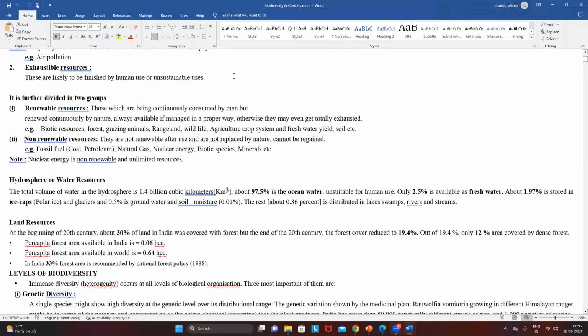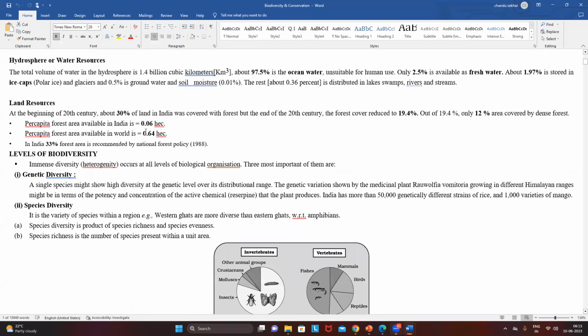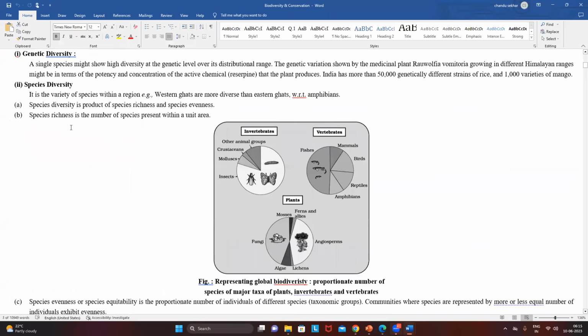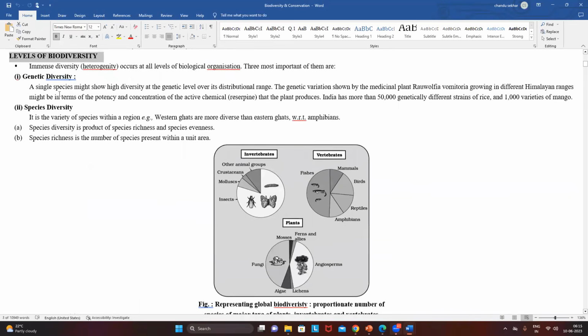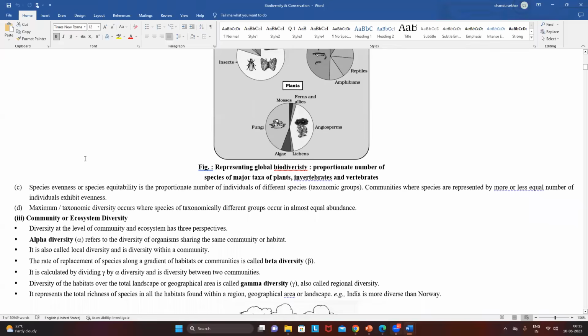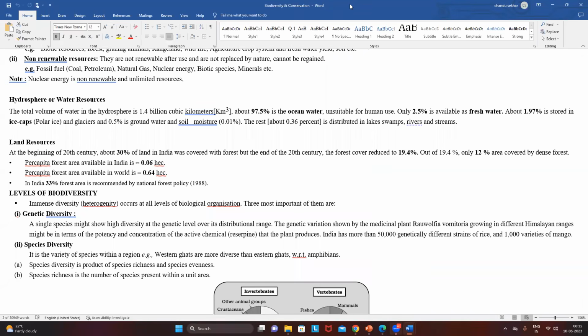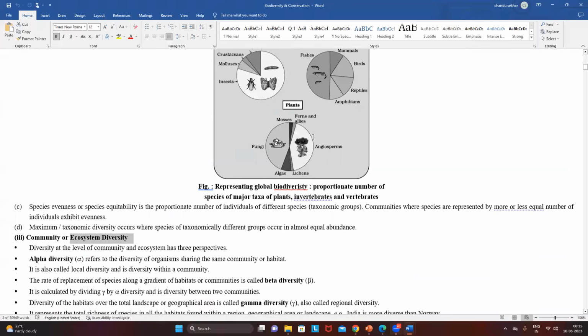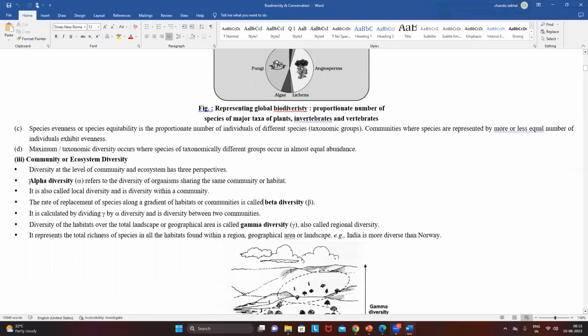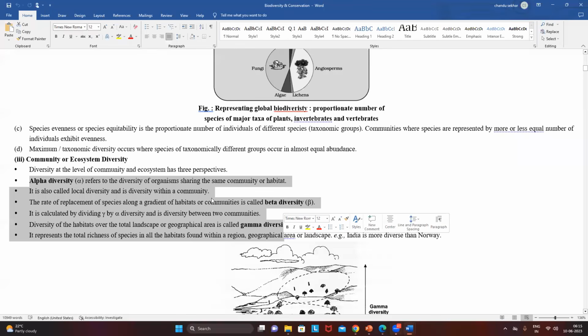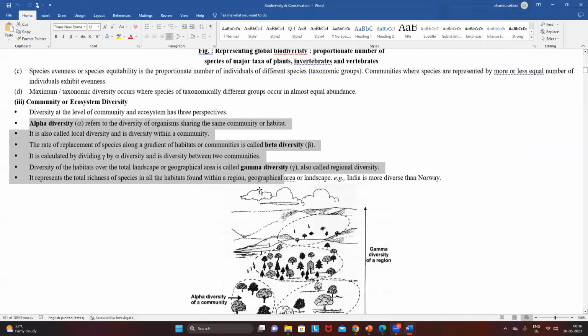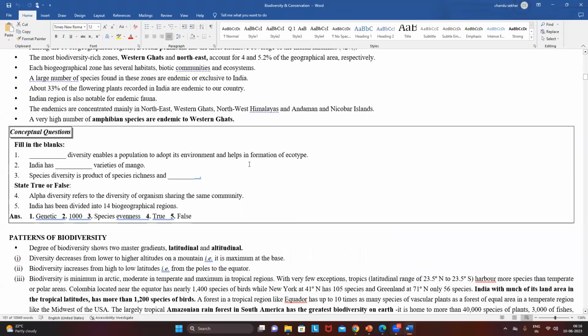When you start reading the biodiversity, the first thing you have to read is levels of biodiversity. Very most of the time asked question. Genetic, I have explained it in the lesson also. Genetic diversity, species diversity and ecosystem diversity. Very important. And many times asked question: alpha diversity, beta diversity, gamma diversity. This is the question most of the time asked, and it is the question asked in the SET exam as well.